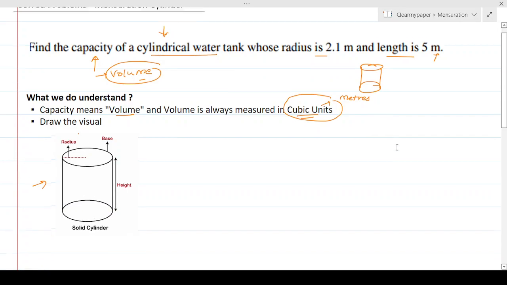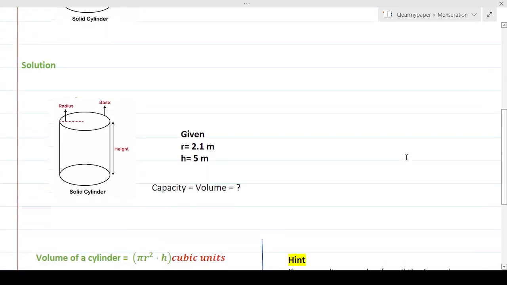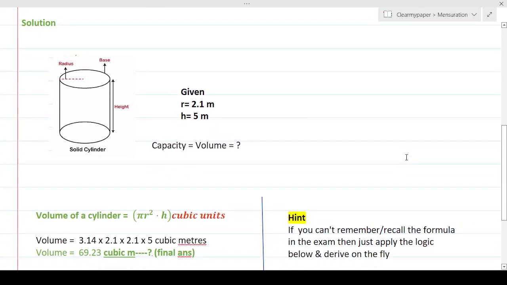Now let's solve the problem. Let's start the solution. It's going to be a very simple solution. We have this cylinder and we have been given the radius equal to 2.1 meters, so this particular thing is going to be 2.1 meters. And the height of the cylinder is going to be 5 meters. The ask is, what is the capacity, or what is the volume?